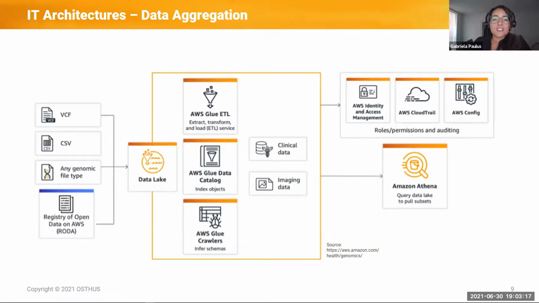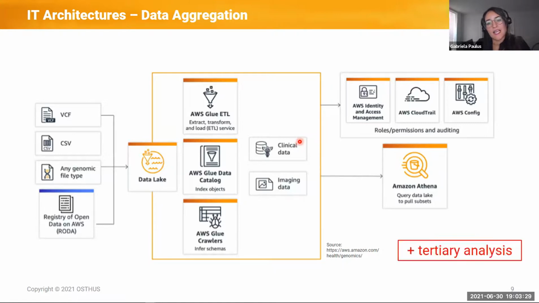We can also set up policies to determine who can access which data and when. But the main point here is that having catalogs and integrating our genomic data in this way can facilitate many types of analysis, especially tertiary analysis, where we need a lot of metadata to start with.